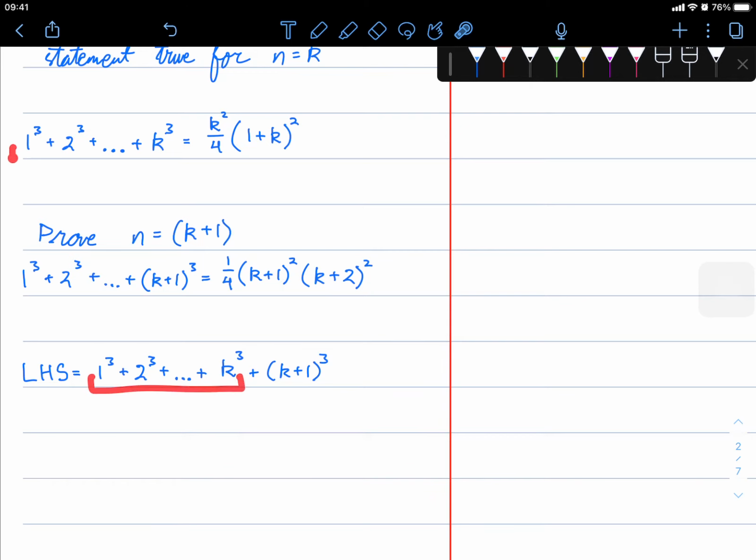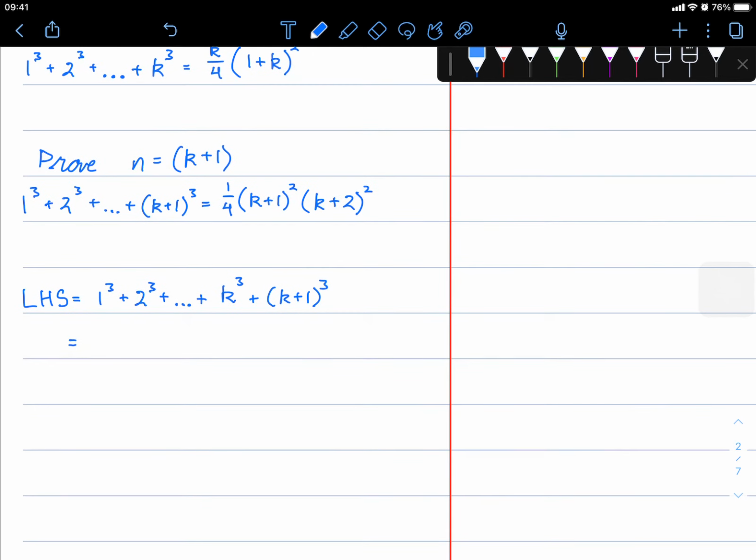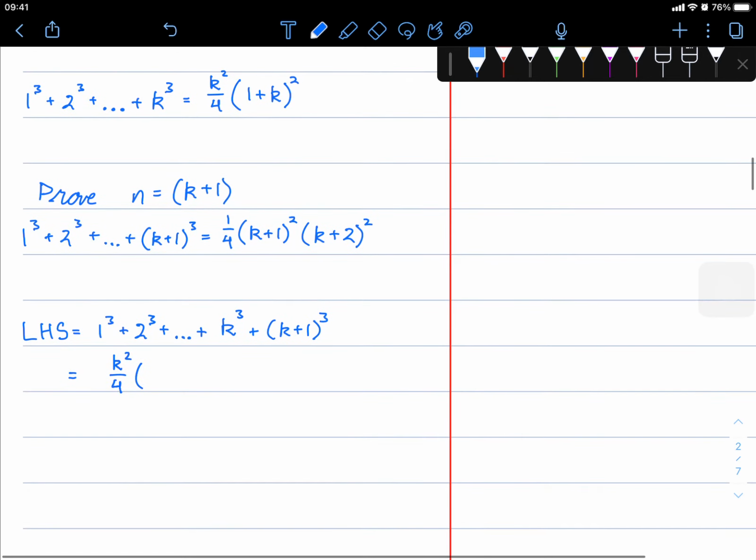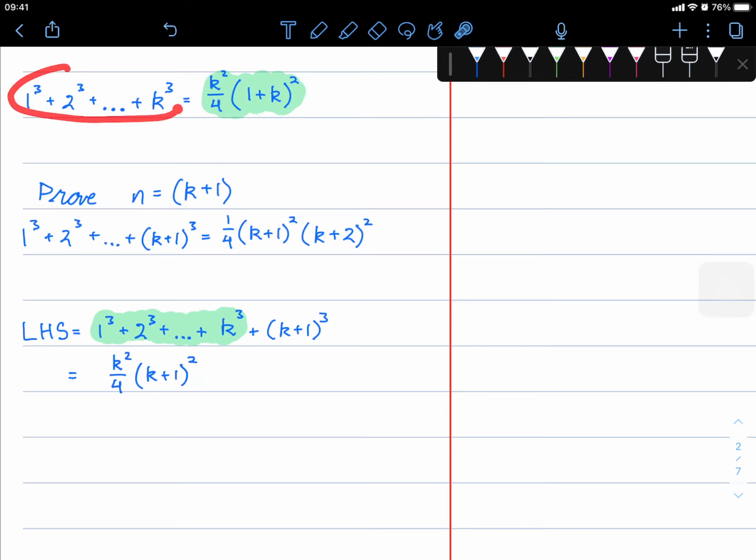So that entire statement we're going to substitute for this. So the left hand side is going to become k squared on 4. I'm going to rearrange this. So instead of 1 plus k, it's going to be k plus 1 squared. And I'll highlight it just so you can see what I substituted. So all of that is now this, because we assumed that statement true. But there's still that plus k plus 1 cubed.